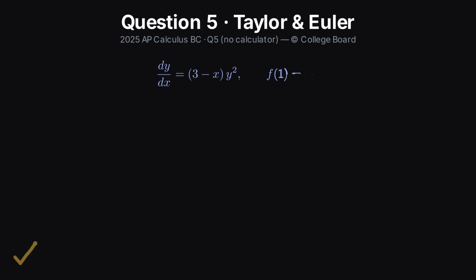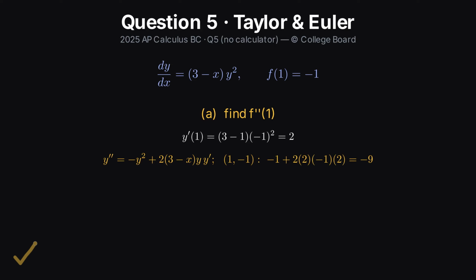Question 5. No calculator. F is the solution to dy dx equals (3 minus x) times y squared with f of 1 equal to -1. Part A. At the point (1, -1) y prime is 2. Differentiate again and substitute, f double prime of 1 comes out to -9.